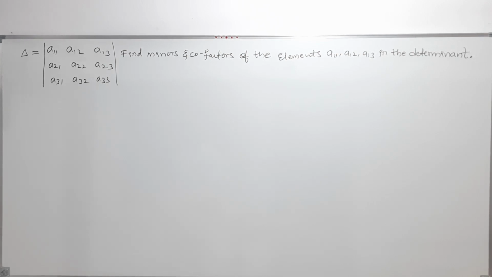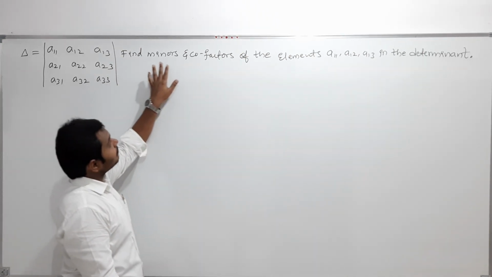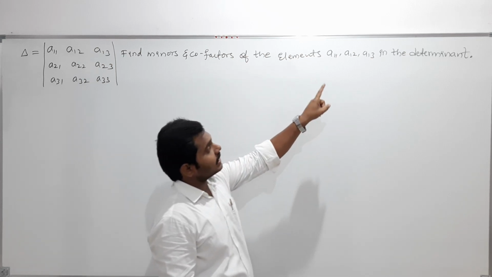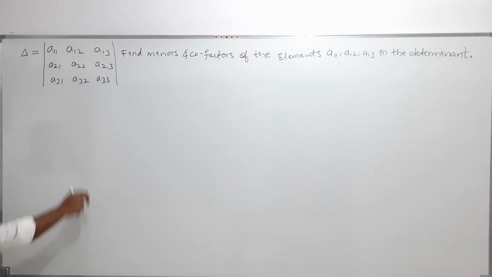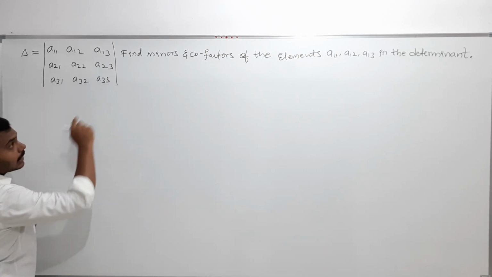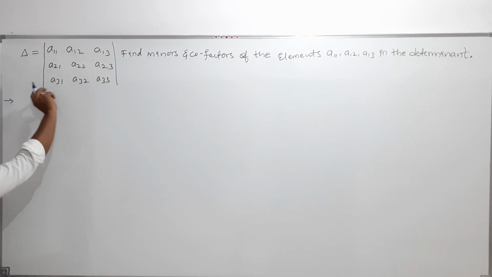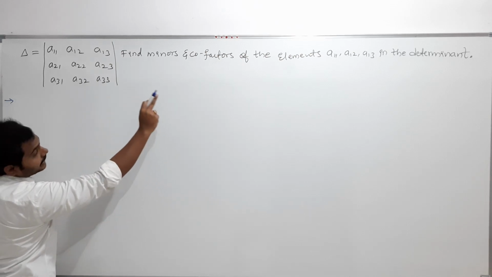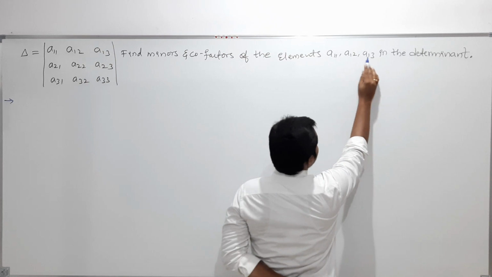Yes, my dear students, I have taken one example. It is one determinant I considered here, and it is given to you: find the minors and cofactors of the elements A11, A12, A13 in the determinant. So this is the one determinant I considered. Here we should find out the minors and cofactors. So my dear students, first I will find out the minors. How to find the minors? First, what they asked: find the minors and cofactors of the elements A11, A12, A13.